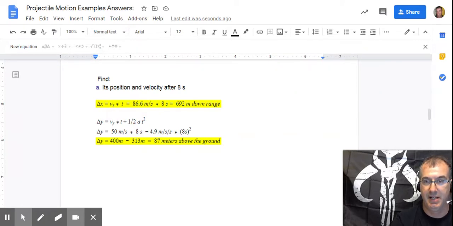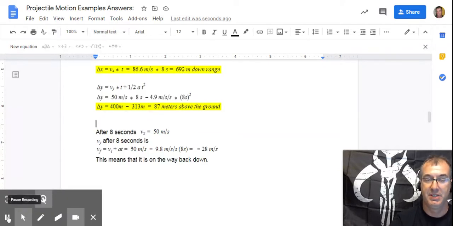And then after 8 seconds, I'm switching gears to look at the vertical, looking for the change in y. I start plugging in the y information that I know. It's moving upward at 50 meters per second to start with. This is positive, multiplied by 8 seconds, minus 4.9 meters per second squared, that's 9.8 times half, and it's negative, multiplied by 8 seconds squared. So the first part is 400 meters, this part is 313 meters, and therefore after 8 seconds, it is still 87 meters above the ground. So the position is 692 meters downrange and 87 meters above the ground.